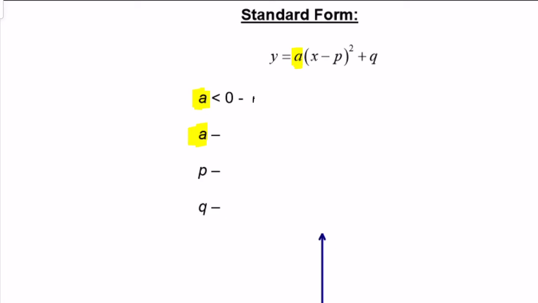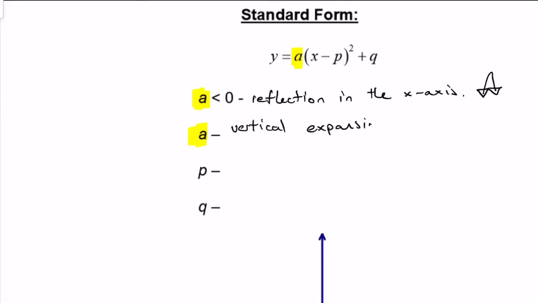Usually we call that a reflection in the x-axis, but essentially it really just means the parabola is upside down. Otherwise, what a does is control the shape. When you play with a values, you often think it's getting thinner or fatter, but what it's actually doing is stretching it vertically or squishing it vertically. So a is actually a vertical expansion or compression.